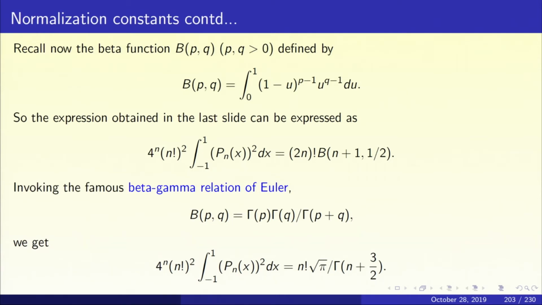Now we need to recall the famous beta gamma relationship of Euler. Beta(p, q) is gamma p into gamma q upon gamma (p plus q). So what happens? We get on the right hand side 2n factorial into gamma(n plus 1) into gamma(half) upon gamma(n plus 3 by 2). So what do you get? Gamma(n plus 1) is n factorial, gamma(half) is root pi, and the denominator will be gamma(n plus 3 by 2). All right. So one n factorial will cancel out from both sides, and what do we get?